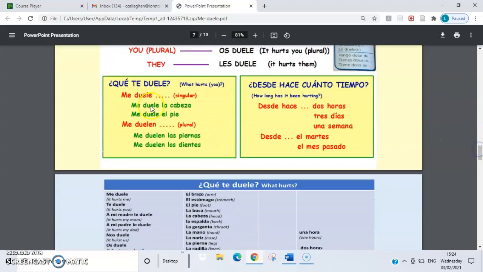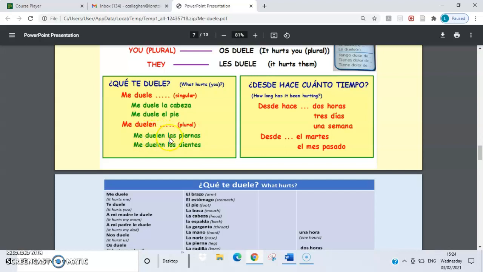So the examples we've got down here, for instance, me duele la cabeza, singular. Here we've got la, so we know it's only one. I have a sore head. Me duele el pie, I have a sore foot. Cabeza is feminine, el pie is masculine, so we have la and el. We don't need the N here because we're just chatting about one thing, and the me refers to yourself.